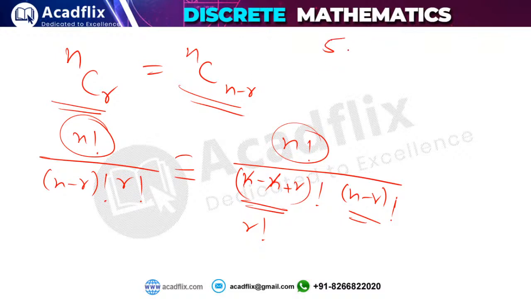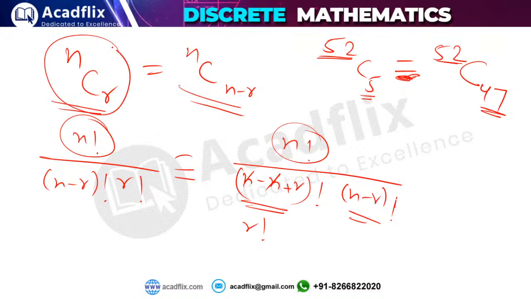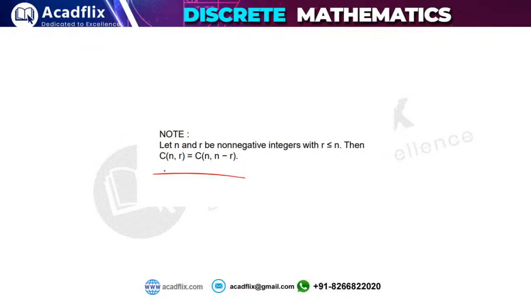So you can say 52C5 is equal to 52C47 because nCr is equal to nC(n minus r). This is how you can prove that nCr is nothing but this, and nC(n minus r) is nothing but this. You can see both are equal. This is the property.